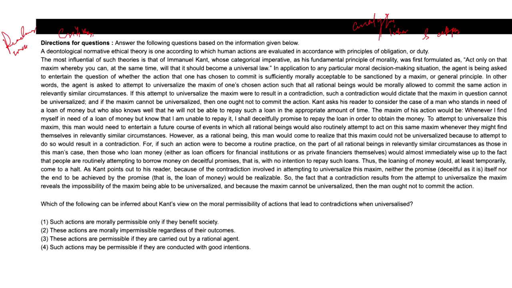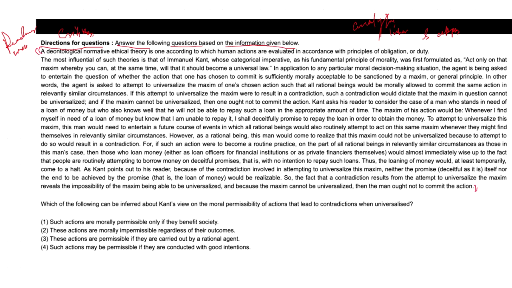Okay, so the text begins with the direction. The direction for the question is stated: answer the following questions based on the information given below. Well, let's read the text and try to understand what this passage is all about. So this passage begins with what?